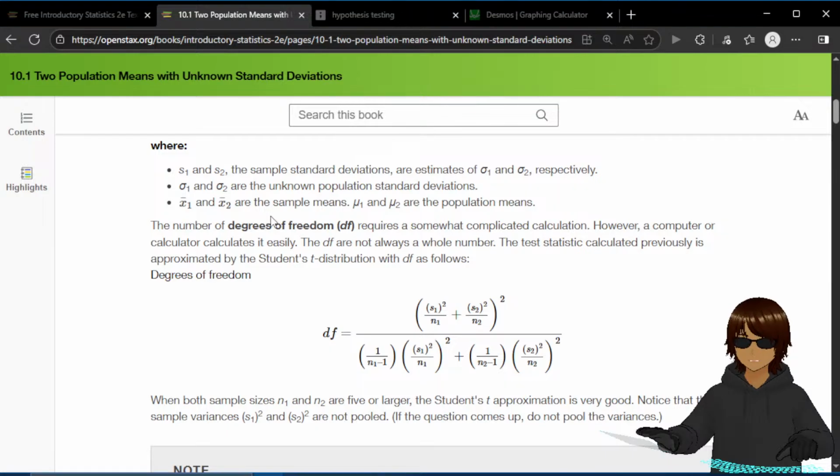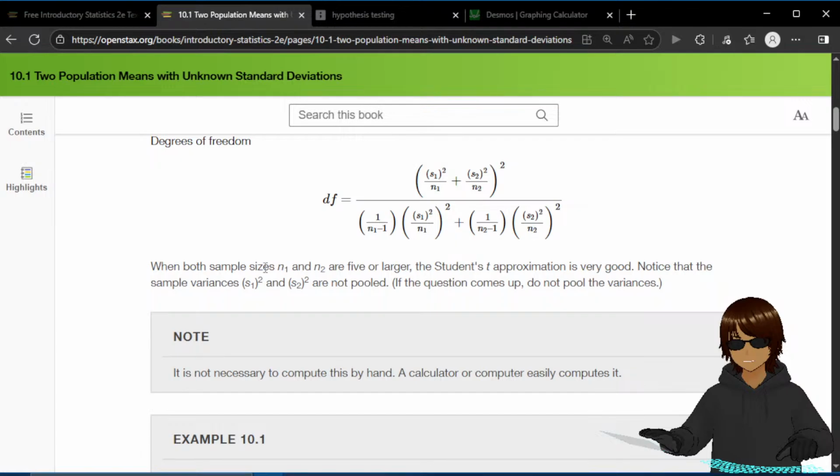The number of degrees of freedom requires a somewhat complicated calculation. However, a computer or calculator calculates it easily. The DF are not always a whole number. The test statistic calculated previously is approximated by a student's t distribution with DF as follows. Degrees of freedom is this. So we are using the student's t distribution and we are using the degrees of freedom as this.